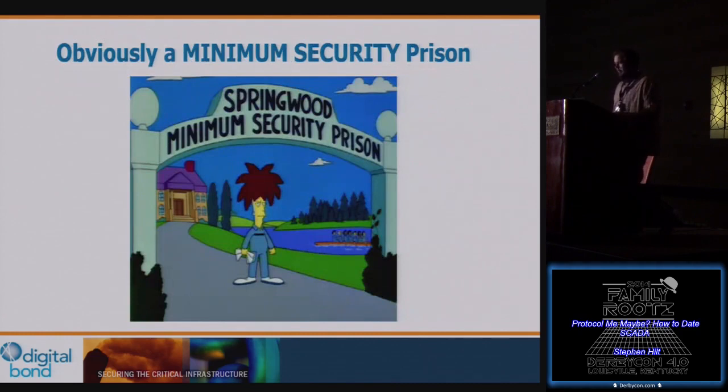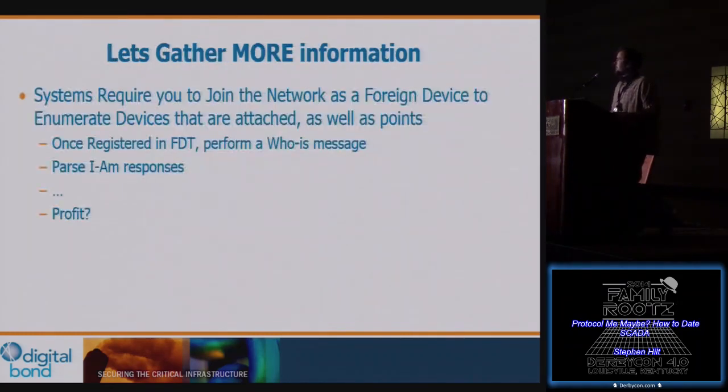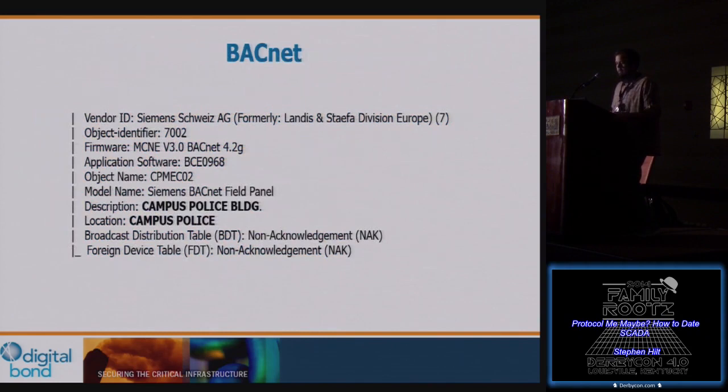So now that we can pull the broadcast distribution table and the foreign device table as well, let's figure out what more information we can gather. The system requires you to join the BACnet network and register as a foreign device to enumerate the devices that are attached to it. Once you're registered in the FDT, you perform a whois, much like ARP, and the devices start responding with IAMs. Here's an interesting one: it's a campus police building. So we're going to try to pull more information.